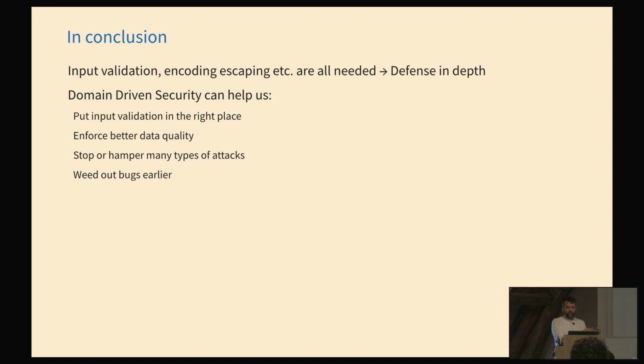We can put that in these domain primitives, so we have a place for it. It's not randomly scattered across the code. This does help us get better data quality because we don't get all kinds of crap into the database. It's shielded off at the edge. We have this anti-corruption layer. And then, of course, that stops and hampers many types of attacks because we're shielding off large attack strings and all kinds of stuff that comes in. And it helps us get compile time errors that help us get better code and have fewer bugs.